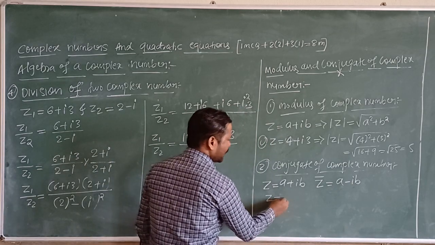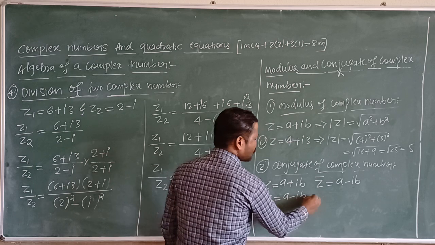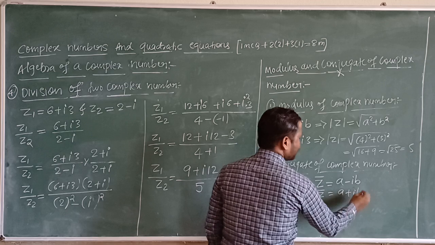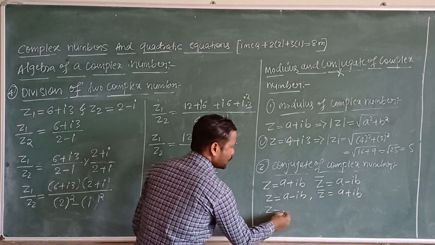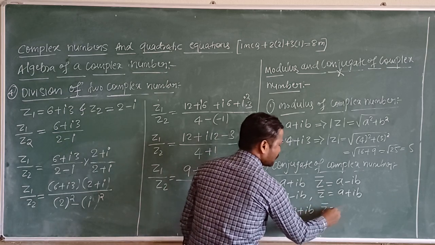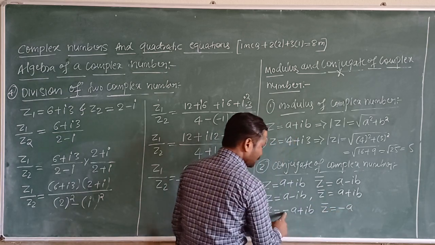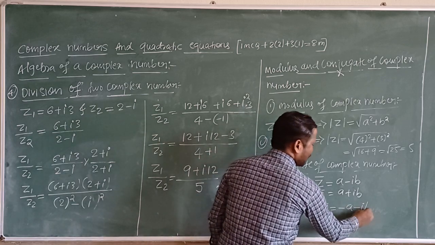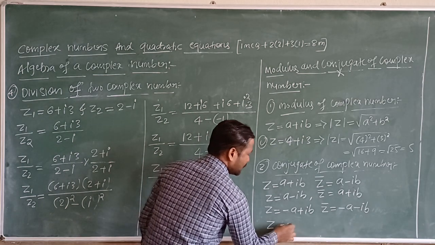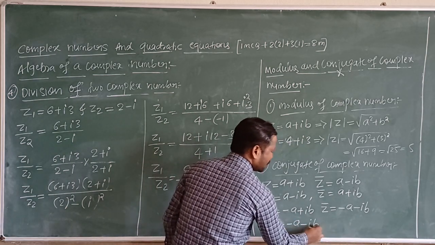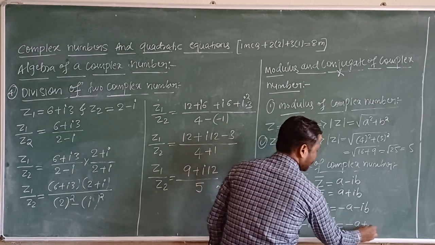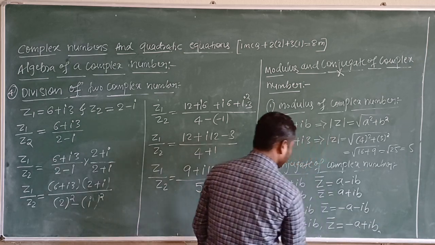Similarly, take a minus ib, its conjugate is Z bar equals a plus ib. Take another one, Z equals minus a plus ib. What is its conjugate? Z bar equals first term as it is, minus a, and plus becomes minus ib. Only the middle symbol has to change. Take Z equals minus a minus ib, its conjugate is minus a plus ib.